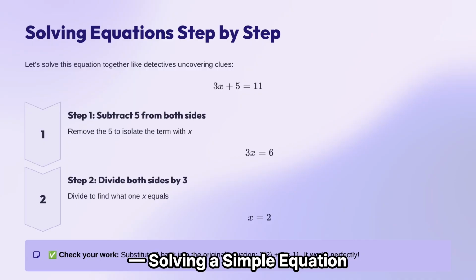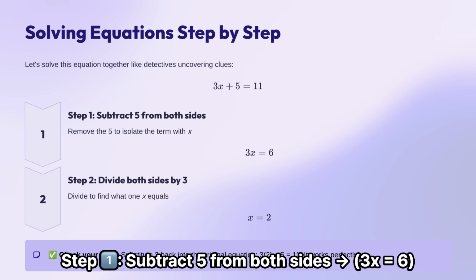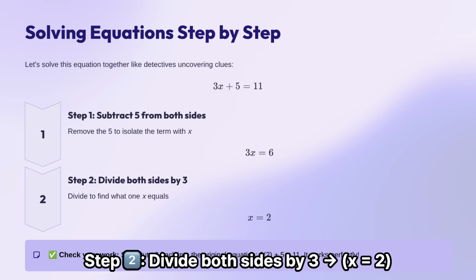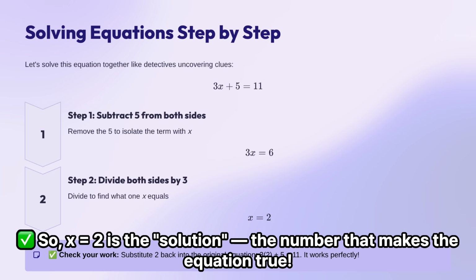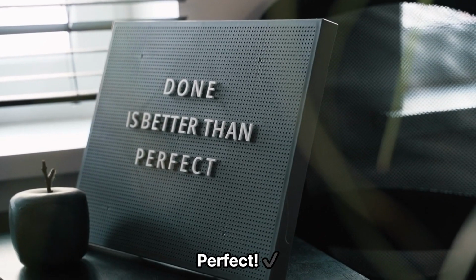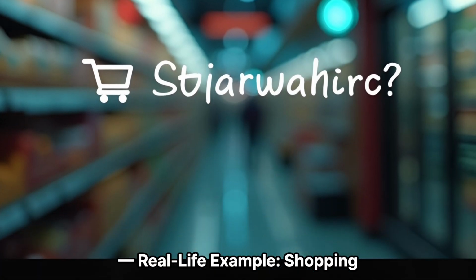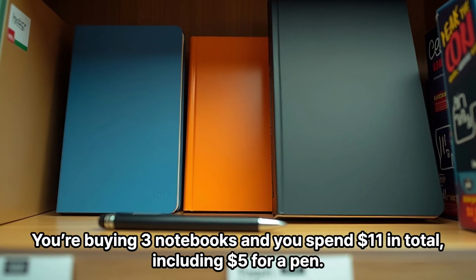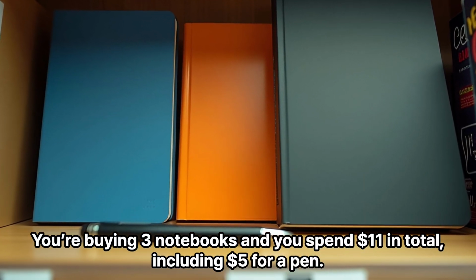Solving a simple equation. Let's solve 3x + 5 = 11. Step 1. Subtract 5 from both sides, which gives us 3x = 6. Step 2. Divide both sides by 3. Then x = 2. So x = 2 is the solution, the number that makes the equation true. To check, substitute 2 back in. Then we get 3 times 2 plus 5 equals 11. Perfect.